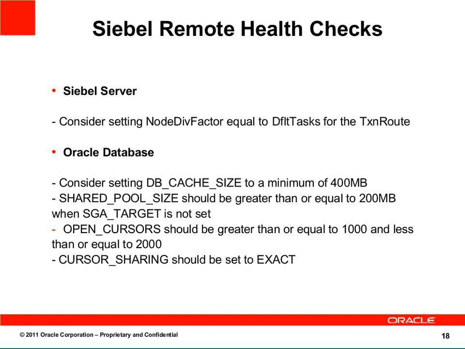There are other health checks about Siebel Remote, some related to the Oracle database. For example, consider setting the buffer cache size to a minimum of 400 megabytes. It's a best practice. Shared pool size is another Oracle database parameter. It should be greater than or equal to 200 megabytes when SGA target is not set. They are all related to memory used by the Oracle database.